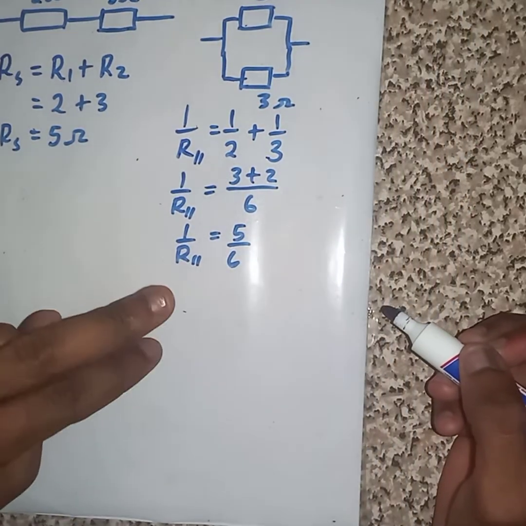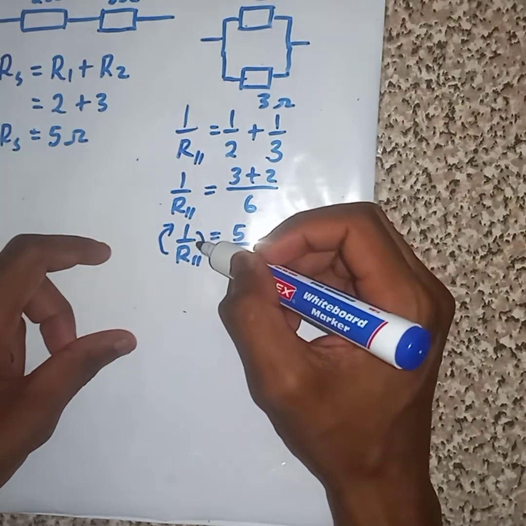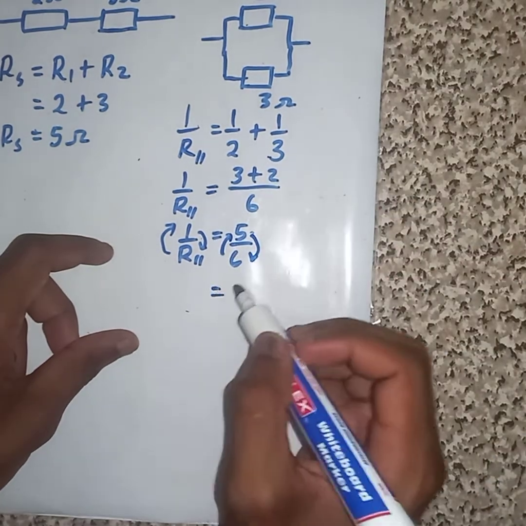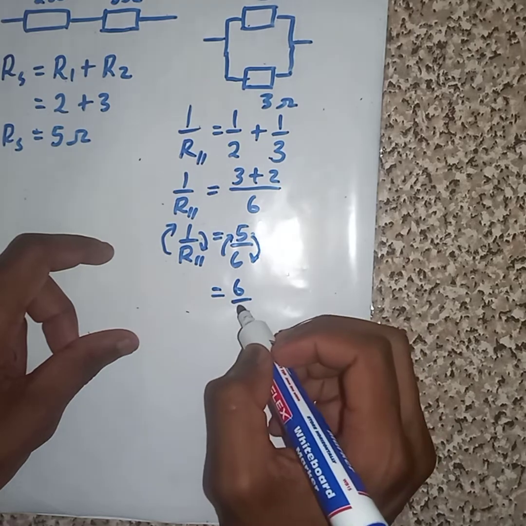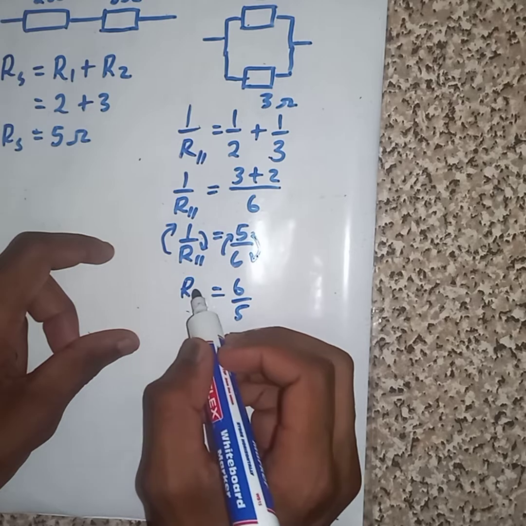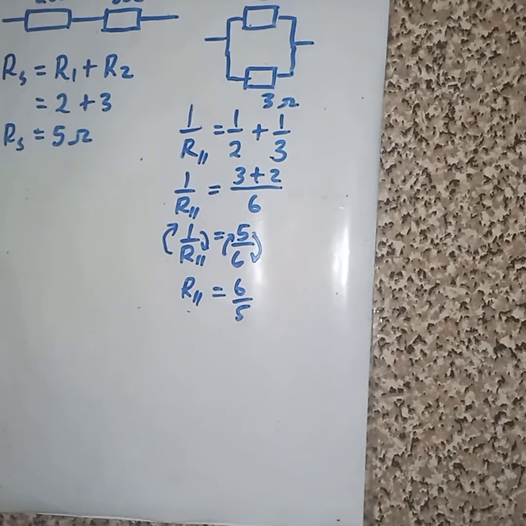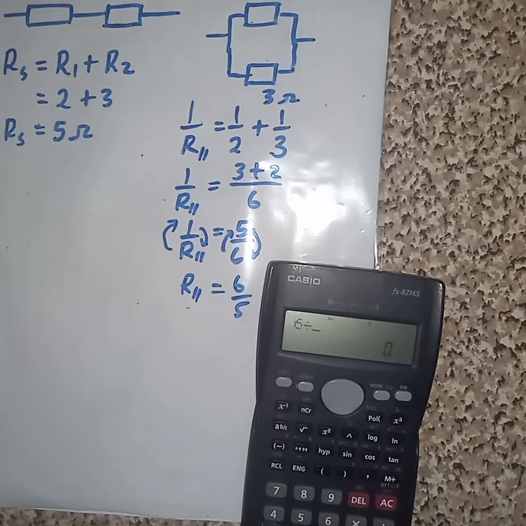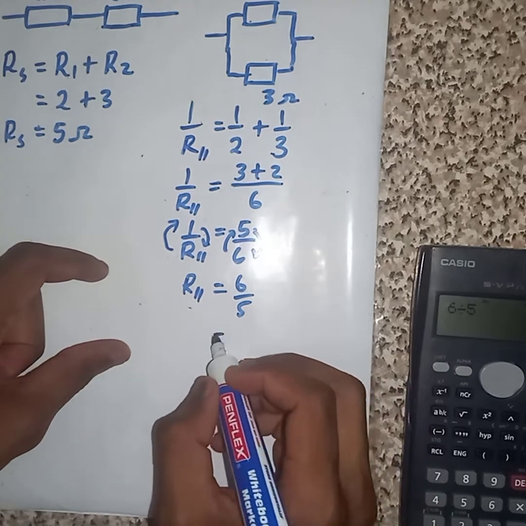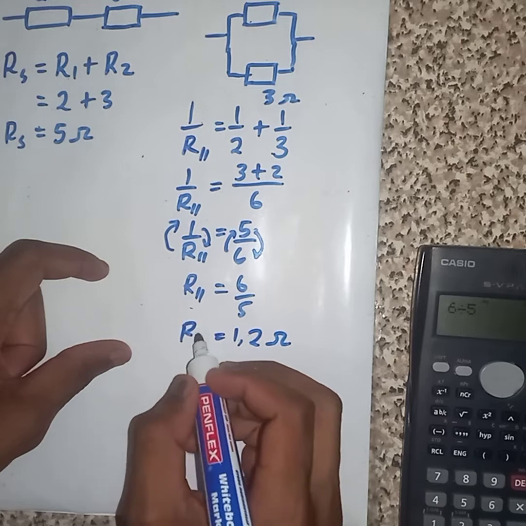Now let us take this one up, this one, we just swap them like this, you see. Then our final answer is going to be 6/5, then R parallel. This is our final answer. Let me take a calculator to see the value in a decimal. It is going to be 1.2. 1.2 what? Boom. Check.